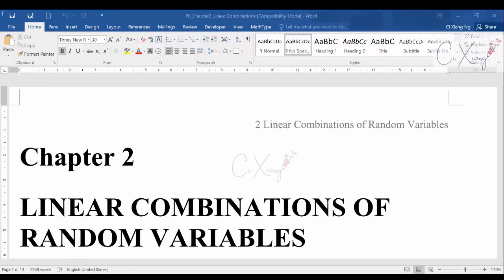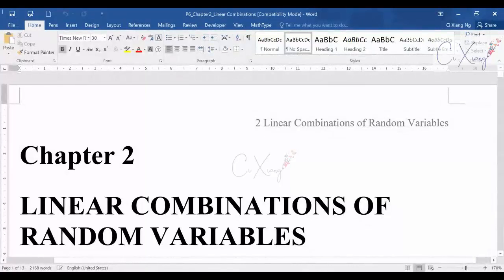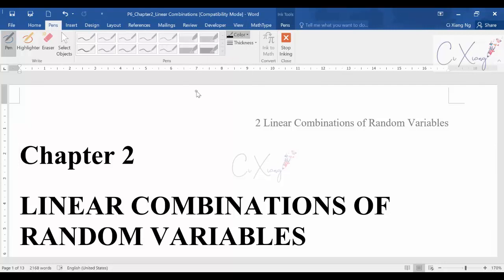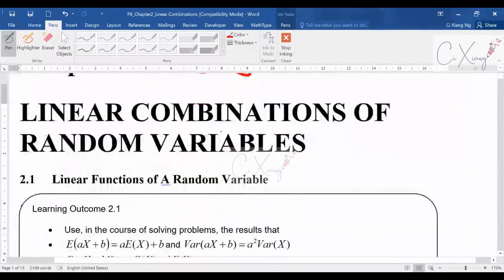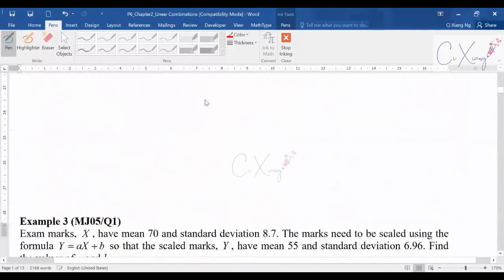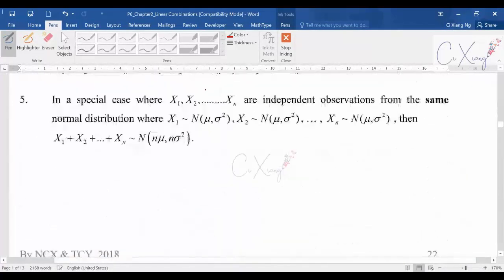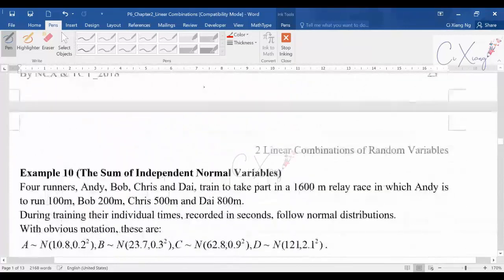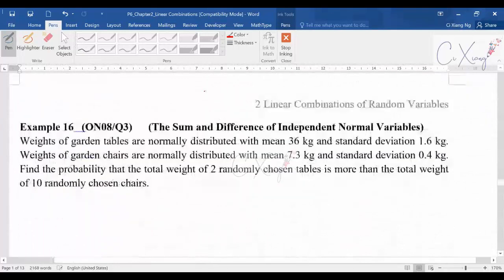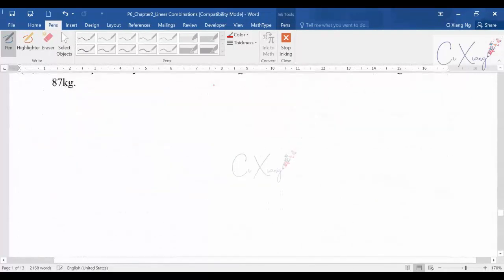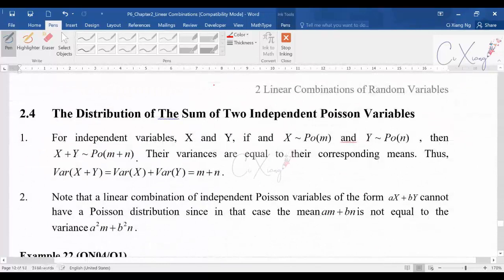To discuss the Poisson part for this chapter, generally you need to scroll down to the very last part of this chapter. So you can scroll down until the very last part. I think it's the end already of this whole chapter. So it is at 2.4.